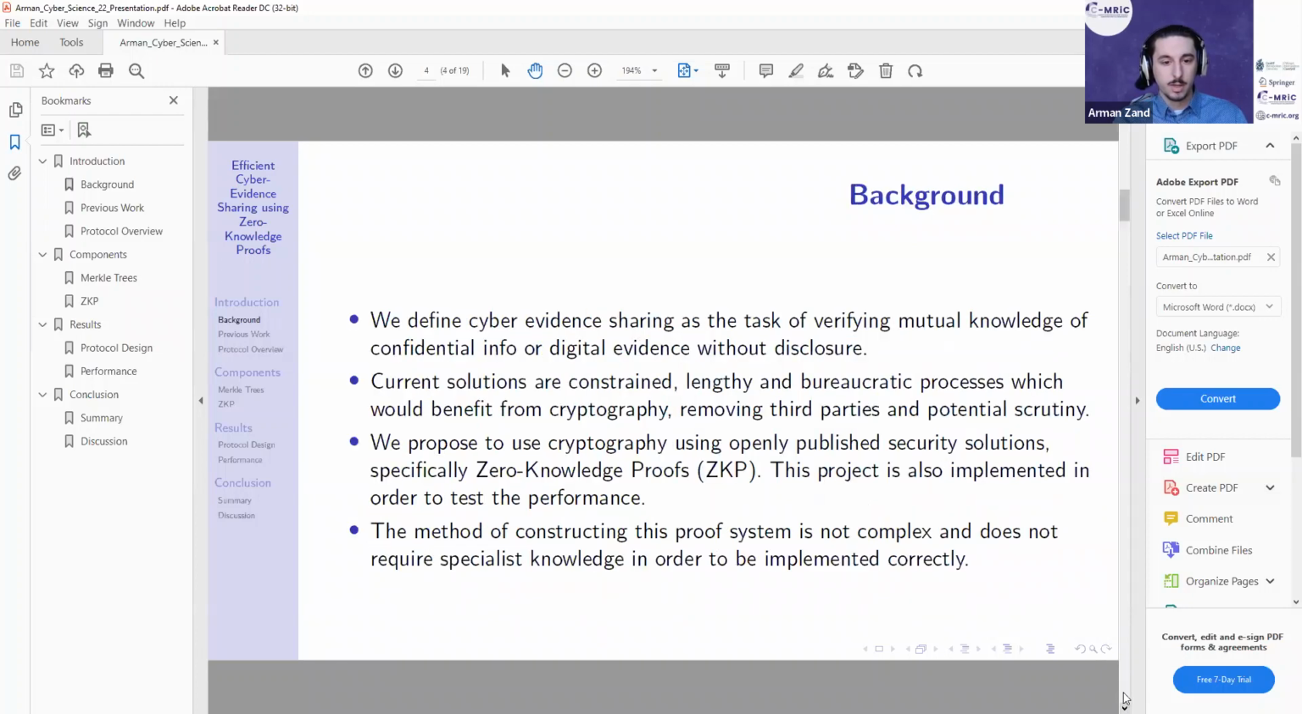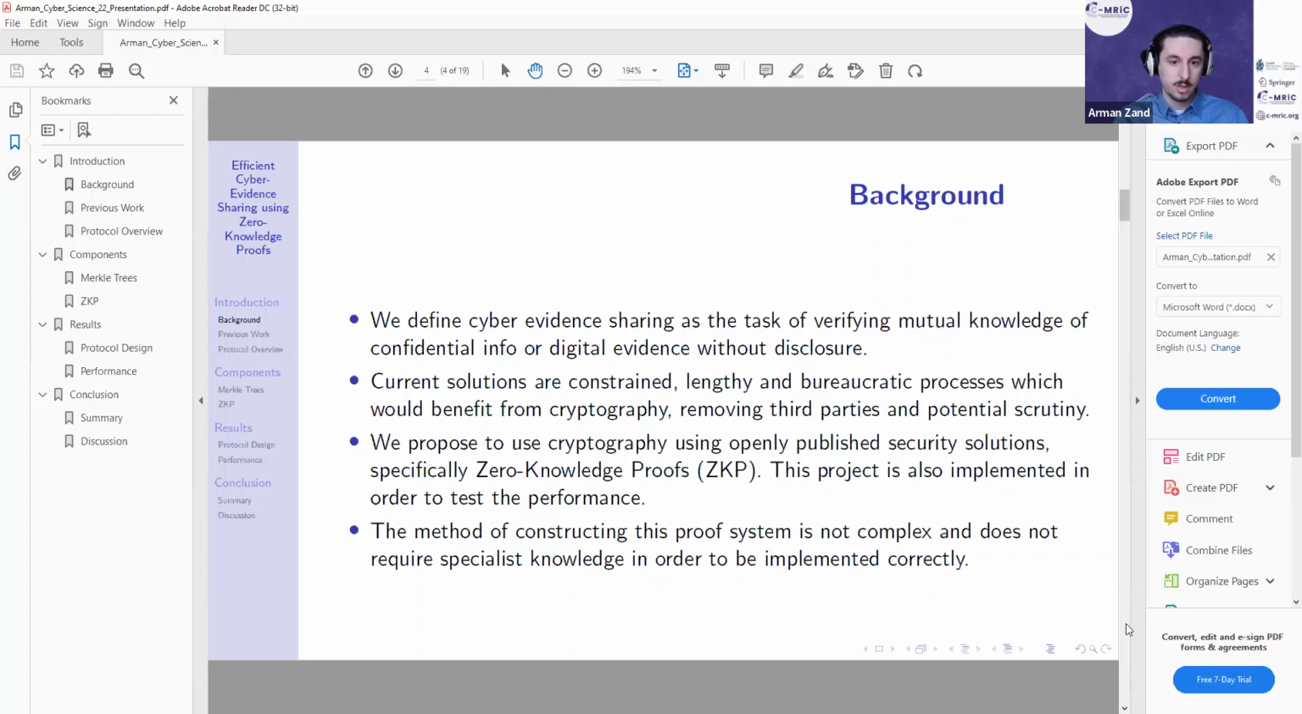So with ZKPs, it's usually used for identity, checking the identity of someone, but when there is a lot of proofs, we have a look into that.